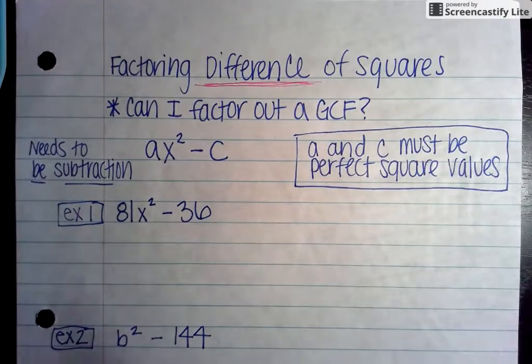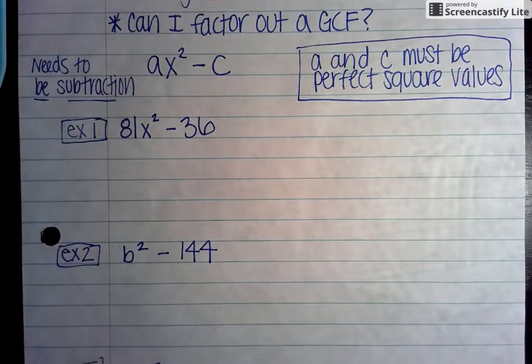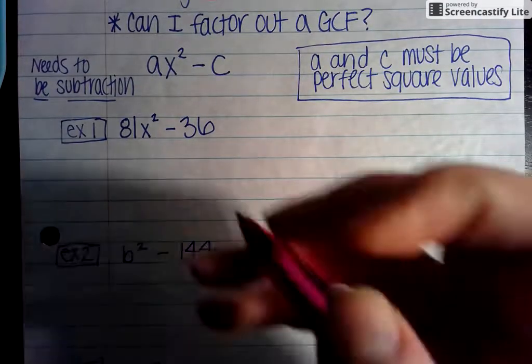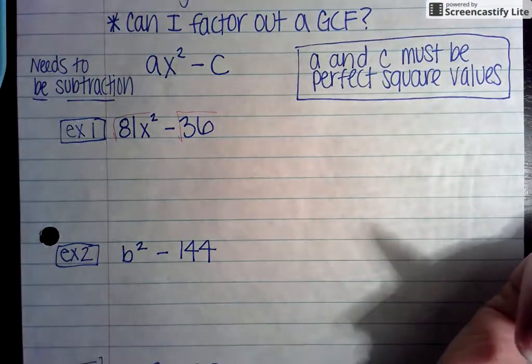So for example, 1 is an example because 1 times 1 is 1. 4 is 2 times 2. That's a perfect square. So 3 times 3 is 9, 4 times 4 is 16. So 1, 4, 9, 16, those are all perfect square values. So in this case, anytime you see a binomial with two perfect squares, you're going to take the square root of the first term and the square root of the second term.